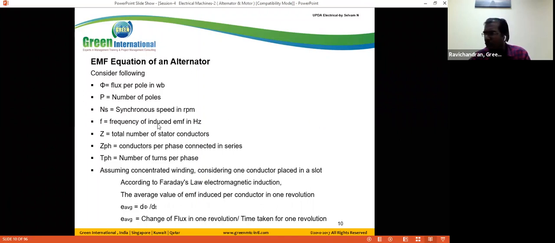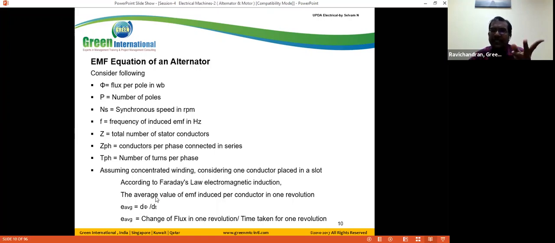So, synchronous speed, F is the frequency, Z is the total number of conductors, Tp is the number of turns per phase, like this. According to Faraday's law of electromagnetic induction, the average value of EMF induced per conductor in one revolution is E, which is equal to d phi by dt, the rate of change of flux linkages. This equation is derived from Faraday's second law. First law: how you produce the EMF. Second law: how much EMF we produce. That's the difference between the first law and second law. First law, working principle. Second law, how much you produce.